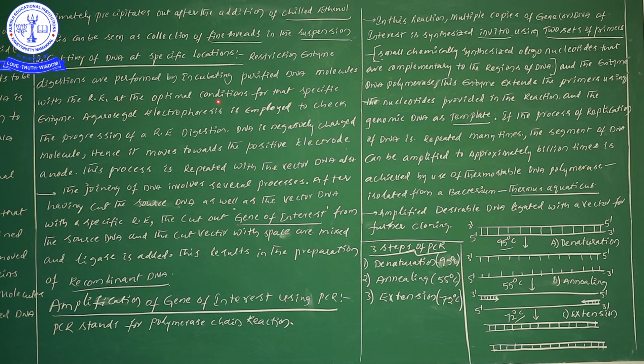So at optimum conditions, when you keep these two at one place and maintain optimum conditions for this specific enzyme, that enzyme will definitely cut this DNA into fragments. So now we will be getting fragments. In the first step we obtained the purified form of DNA, and now by using the restriction enzyme we have cut the DNA into fragments.